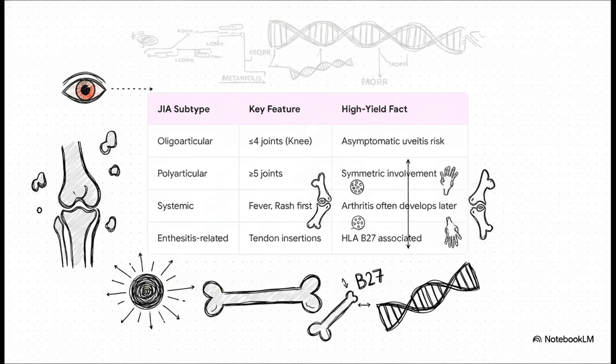Then there's polyarticular JIA, affecting 5 or more joints. Systemic JIA is the weird one. It starts with systemic stuff, like high-spiking fevers and a rash, not so much the arthritis at first. And lastly, enthesitis-related arthritis, which affects where tendons and ligaments attach to bone, and it's heavily associated with HLA-B27.